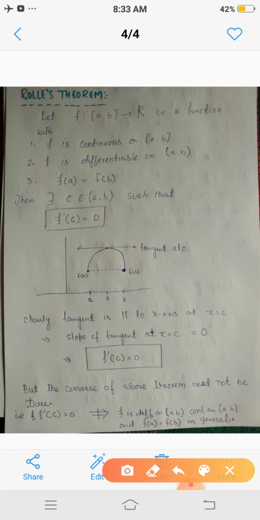Assalamu alaikum dear students. Today we shall discuss one of the most important theorems of calculus, that is Rolle's theorem.